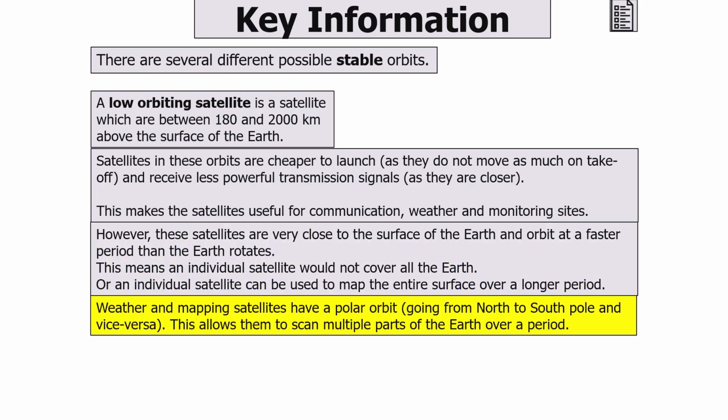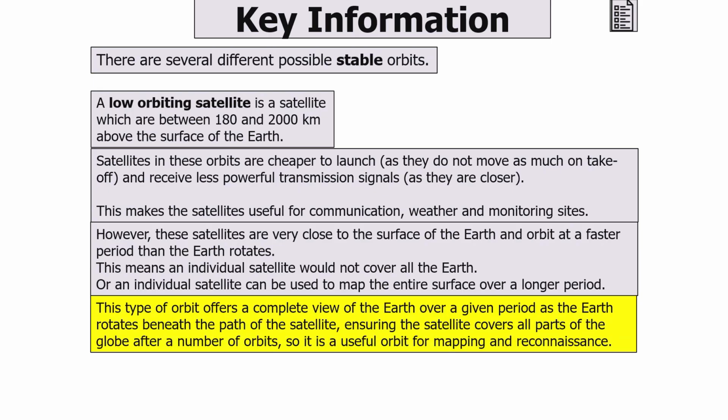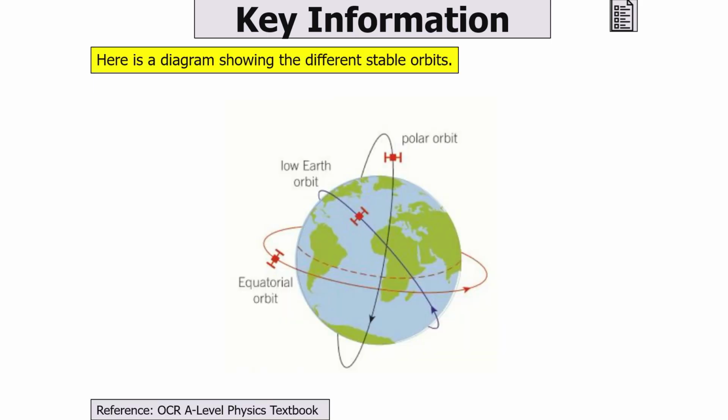Now, weather and mapping satellites have what we call a polar orbit, going from north to south pole and vice versa. This allows them to scan multiple parts of the Earth over a period. This type of orbit offers a complete view of the Earth over a given period, as the Earth will rotate beneath the path of the satellite, ensuring the satellite covers all parts of the globe after a number of orbits, so it's useful for mapping and reconnaissance. So here's a diagram showing the different stable orbits: the polar orbit, the low Earth orbit, and finally the equatorial or geostationary orbit.